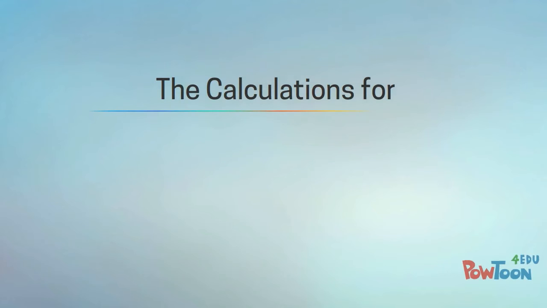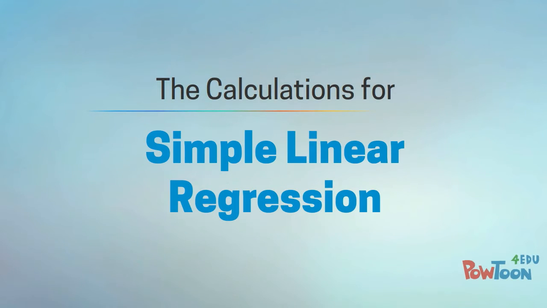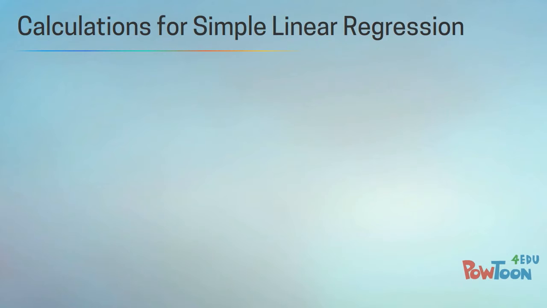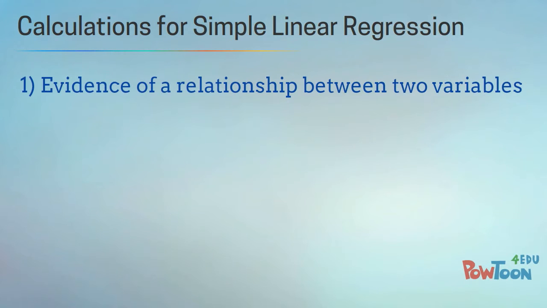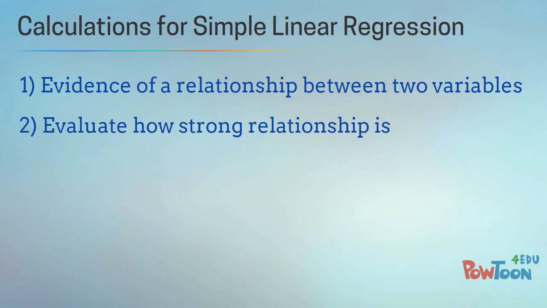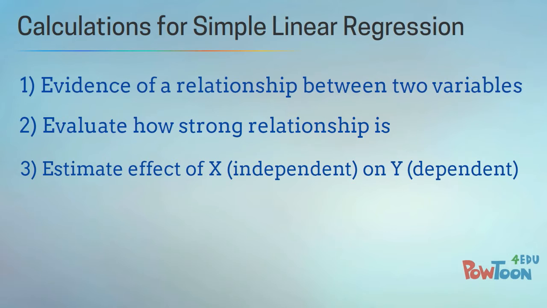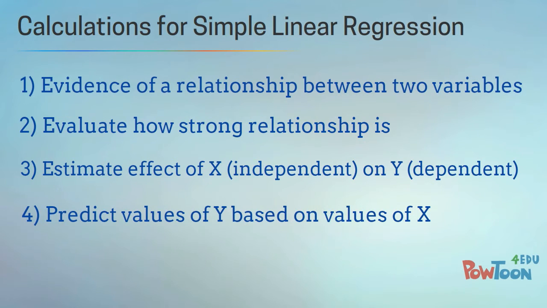The calculations for simple linear regression help determine if there is evidence of a relationship between two quantitative variables in the population and to evaluate how strong that relationship is. They also allow us to estimate the effect of x, the independent variable, on y, the dependent variable, and to predict values of y based on values of x.